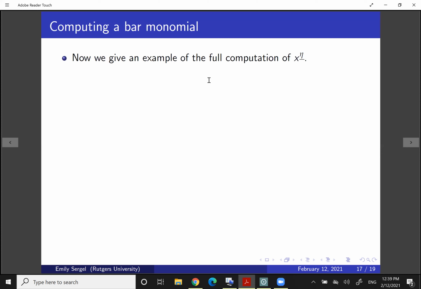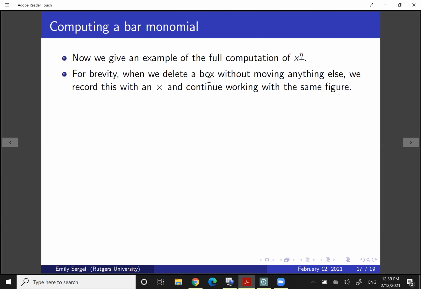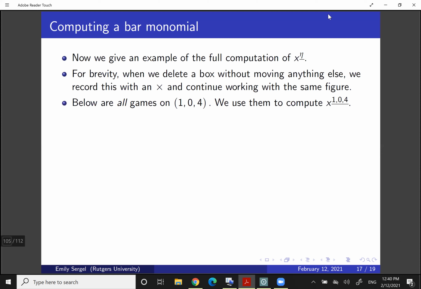All right, so how would we do a full computation of a bar monomial? Well, I would need to show you all the games on a particular shape. And just for brevity, for being able to write this on my slides effectively, when I delete a box without doing anything else, I'm going to put the X and keep working in the same figure as I did on the earlier slides. And now we look at a specific shape, fix this shape 104.